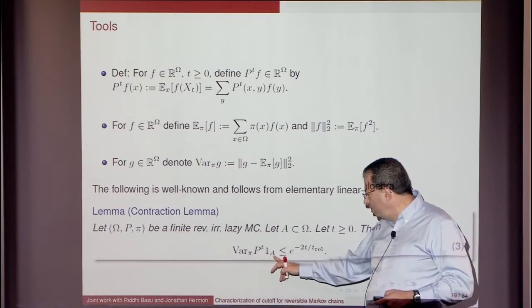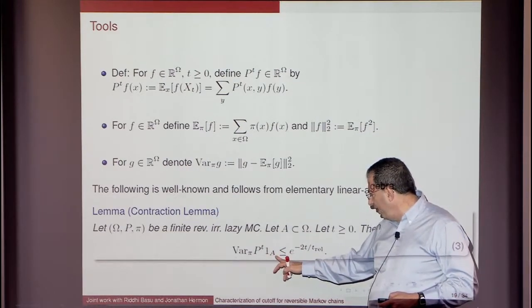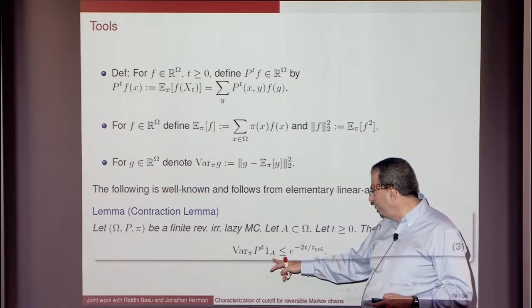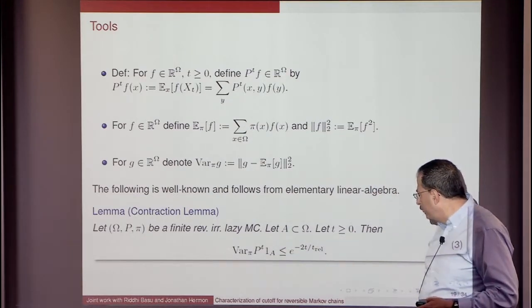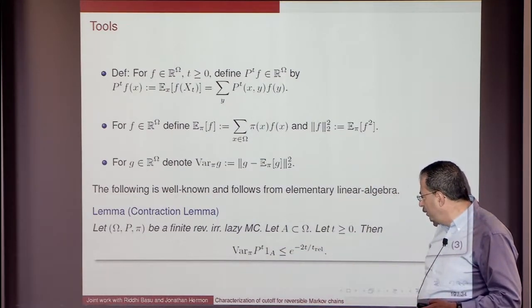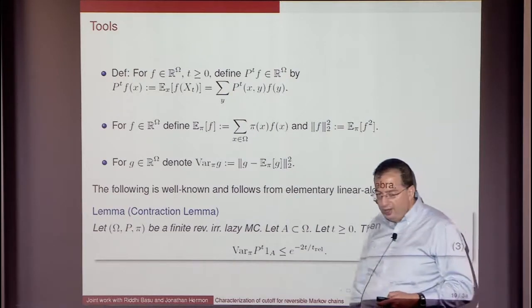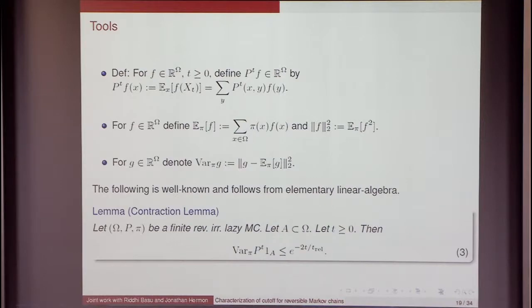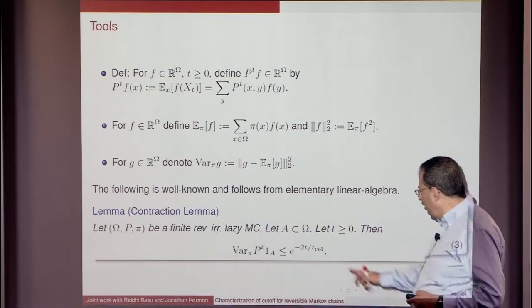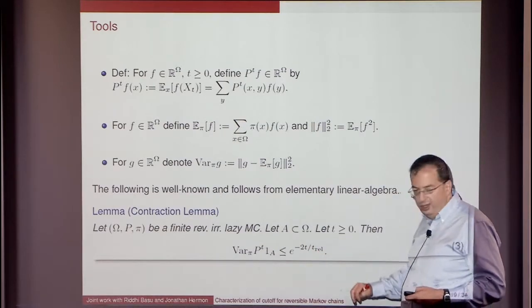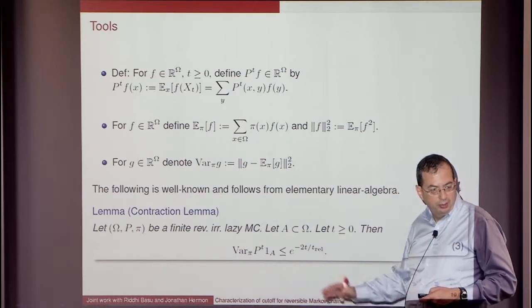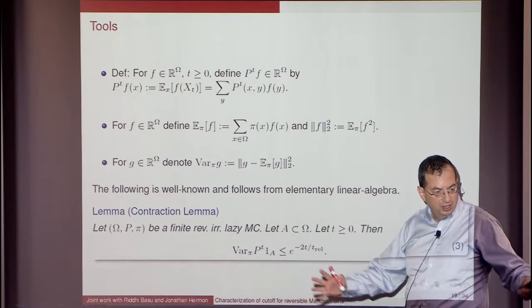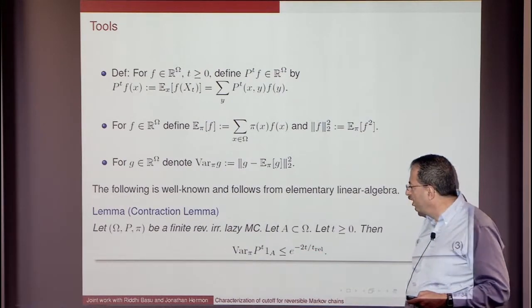So as you take the indicator of a set A, or in fact any function, but here we want to take the indicator of a set and see how the variance goes down in time. Well, this is governed by the second eigenvalue. In other words, remember that 1 over t_rel is the spectral gap. So this is just the standard spectral formula for how the variance goes down.